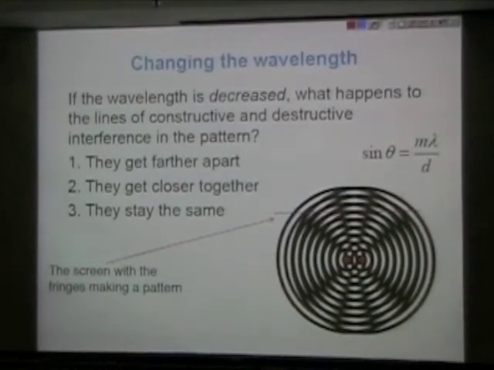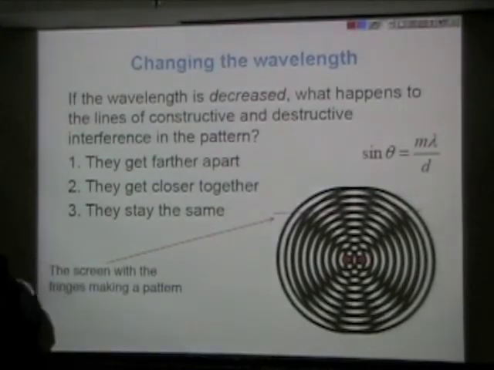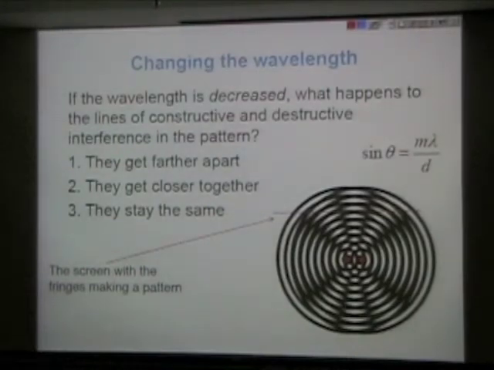This is the first question I want to ask you. What's going to happen if we change the wavelength? So this is a pictorial representation of the interference pattern generated by two sources, light sources, sound sources, doesn't really matter.